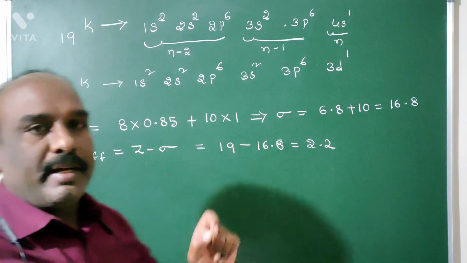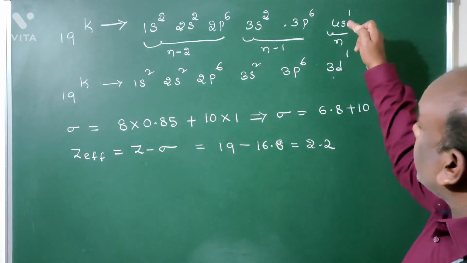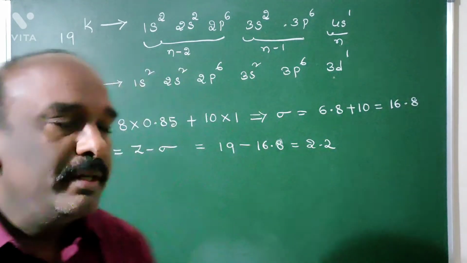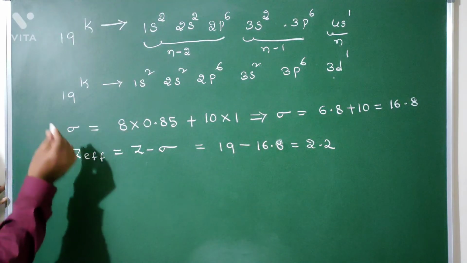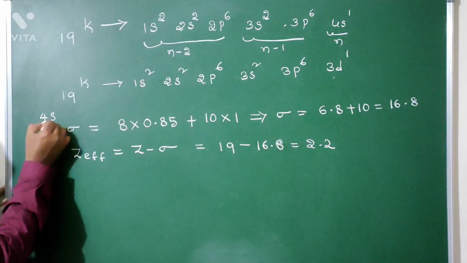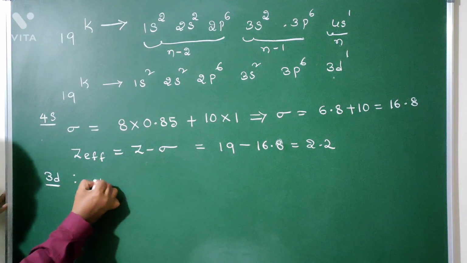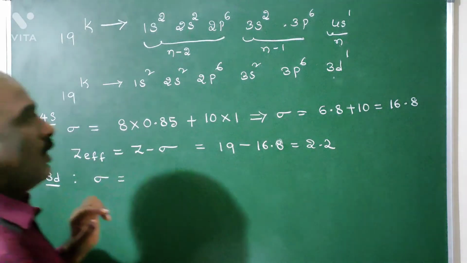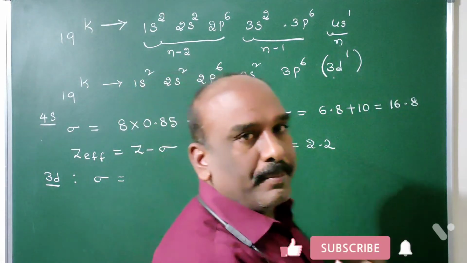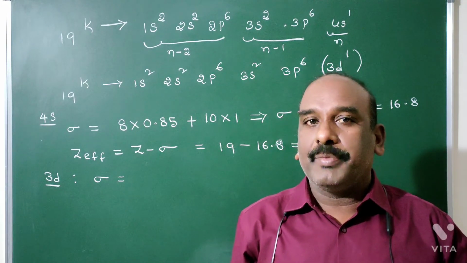In case the differentiating electron is entered in the 3d subshell, not in the 4s subshell, what is the screening constant? What is the effective nuclear charge in this case? So, that was for the 4s electron. Next one, the 3d electron. What is the sigma value? So, I am taking the 3d subshell. In the last class, I already explained that.